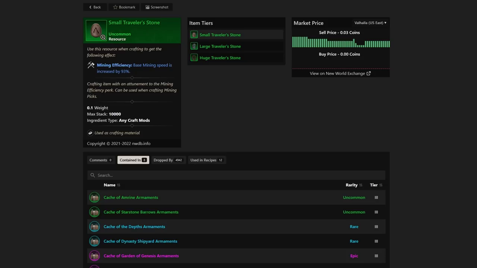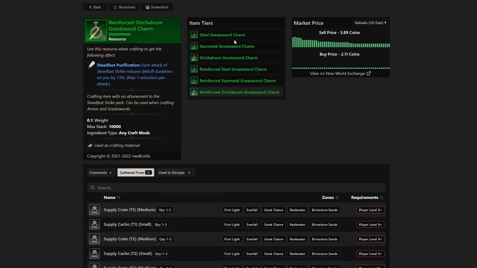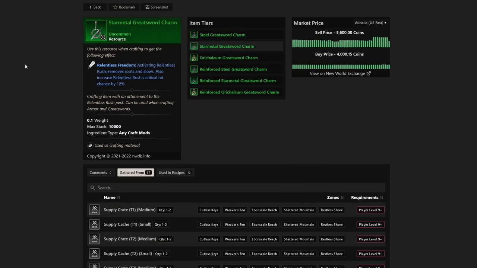So now let's go back and take a look at where we can farm, first off, this Greatsword Relentless Freedom charm.